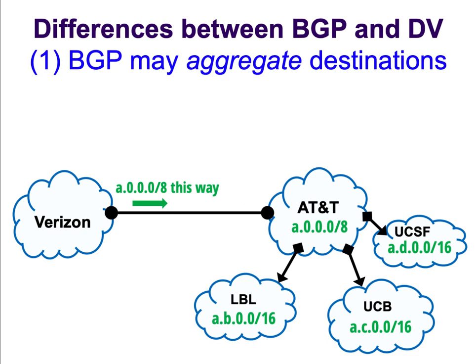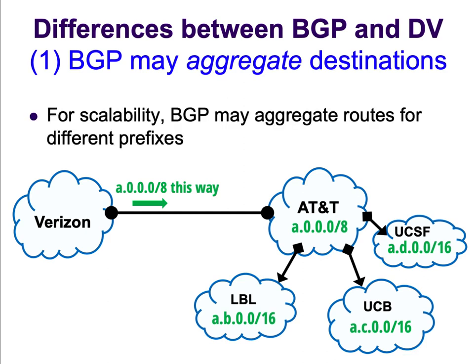For example, AT&T in this context might hear advertisements from LBL, UCB, and UCSF. It's not just turning around and advertising those prefixes to Verizon. Instead, it's aggregating them into a shorter prefix and advertising that shorter prefix. Okay? So for scalability, BGP may actually aggregate routes and destinations for prefixes. That's one big difference. Does that make sense? Any questions on that, or anyone want me to repeat it?